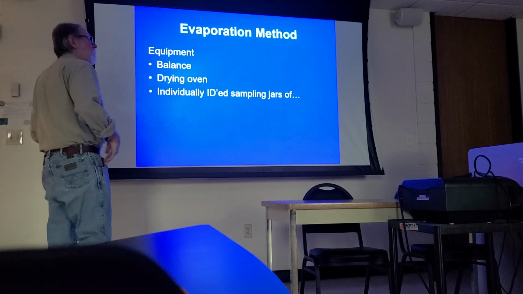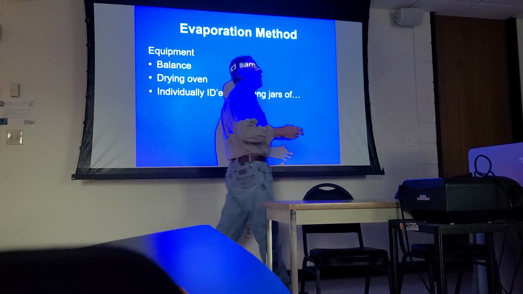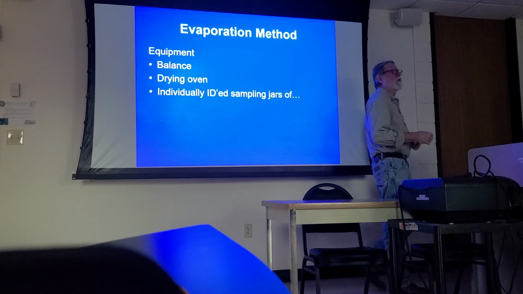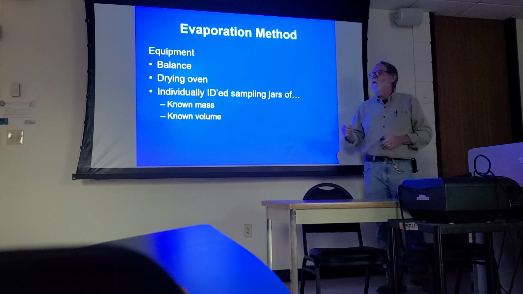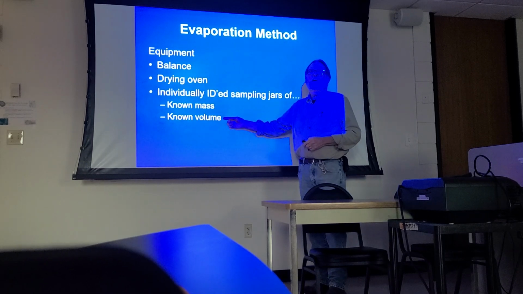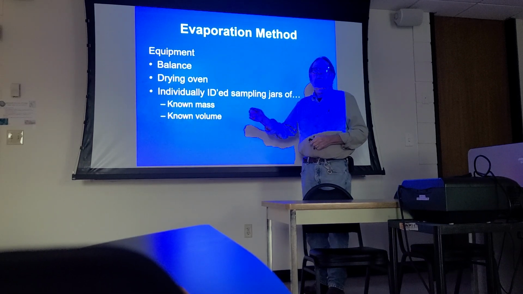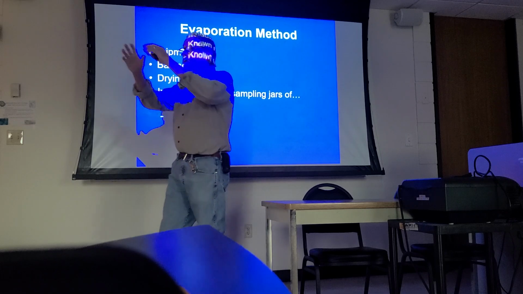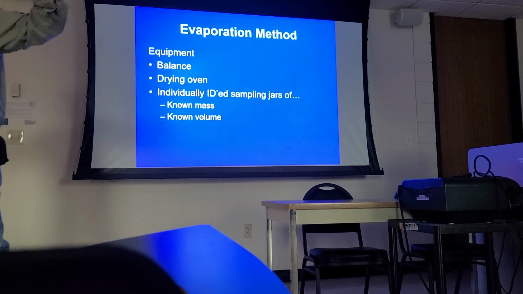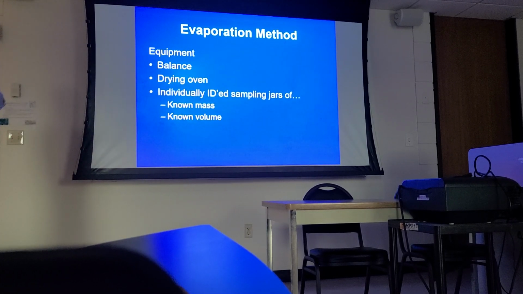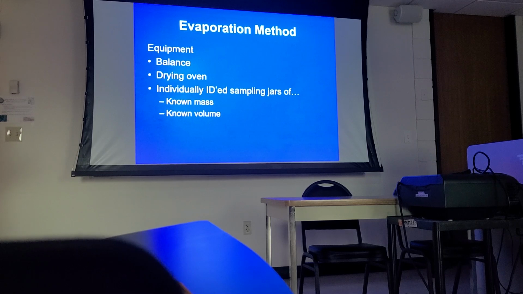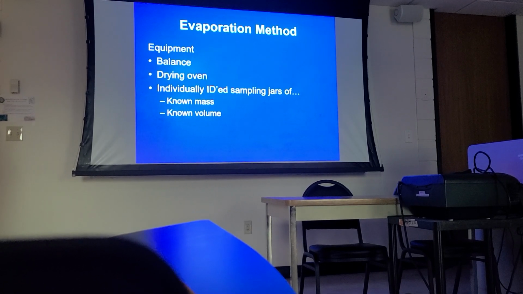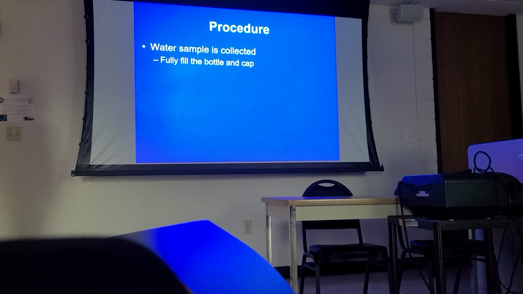And then you have a bunch of sample jars that you clean and dry. Once you've got them completely clean, you weigh them. You have an initial weight on them, so you know exactly how much they weigh. I used to have a set of little tiny milk bottles, and on each one I had etched its weight and its volume. The volumes were all the same, 200 milliliters, but I had to know the mass of each bottle. Okay, so the procedure is very simple.